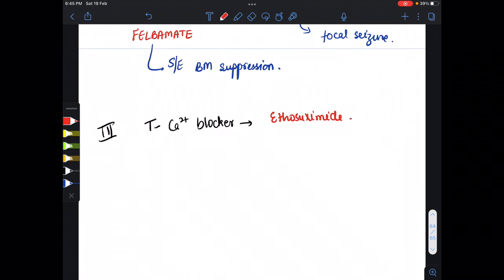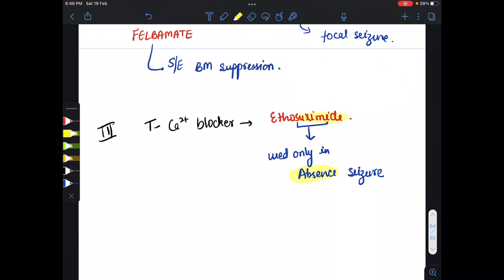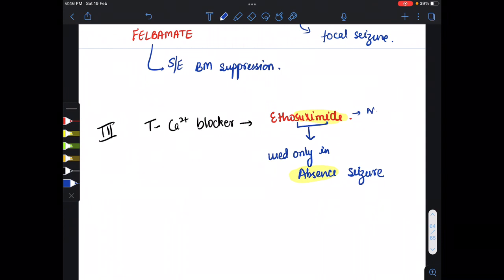In ethosuximide, we can remember that success is there: when we do not miss any class, meaning we are not absent. So absence causes success, absent does not cause success. It is used only and only in absence seizure. Absence means success, so ethosuximide. And this drug has a narrow spectrum. Ethosuximide has a narrow spectrum.